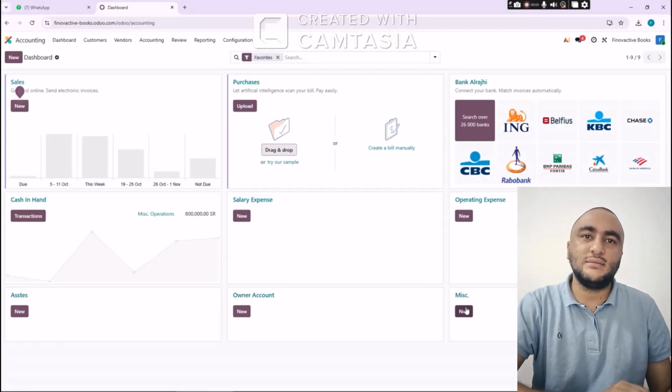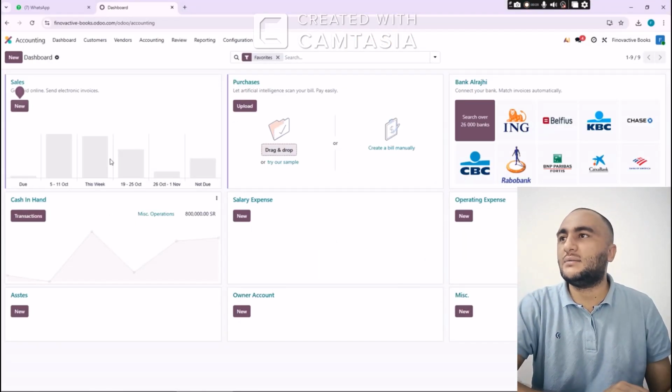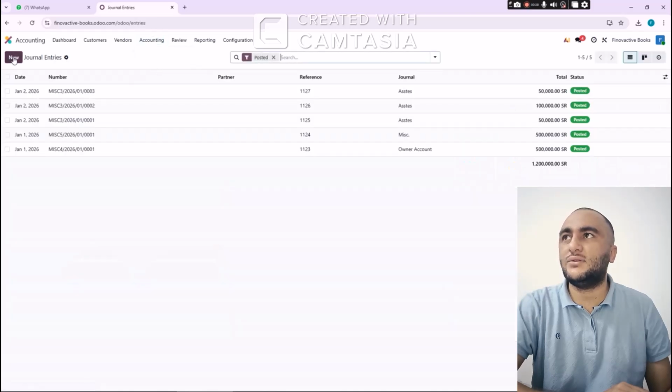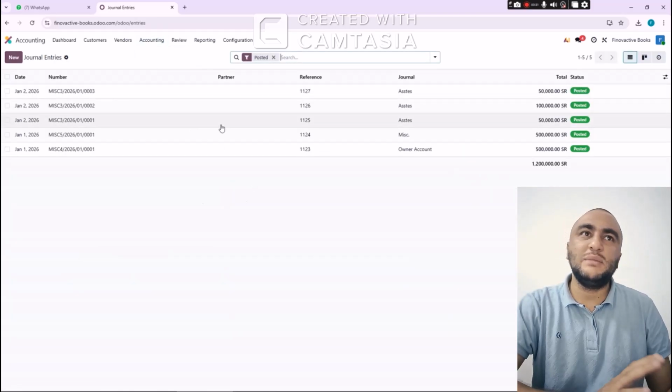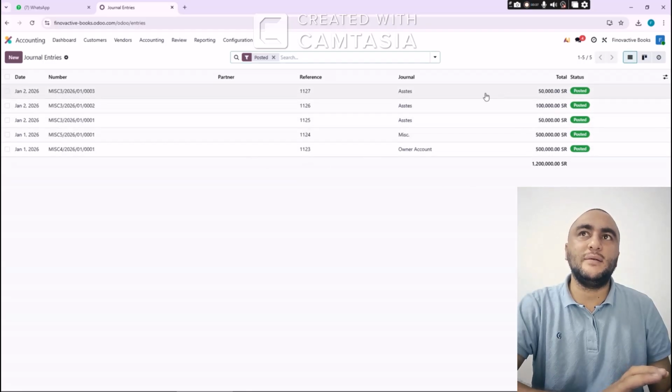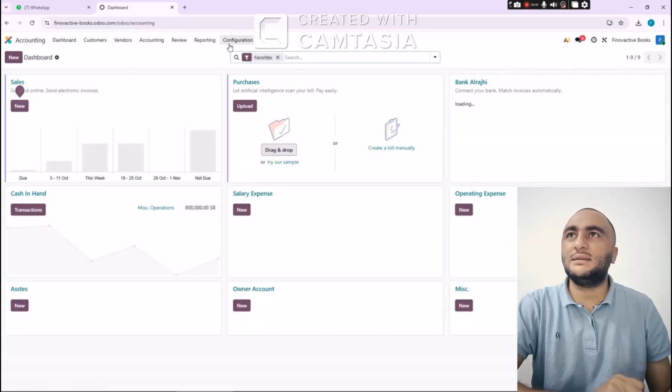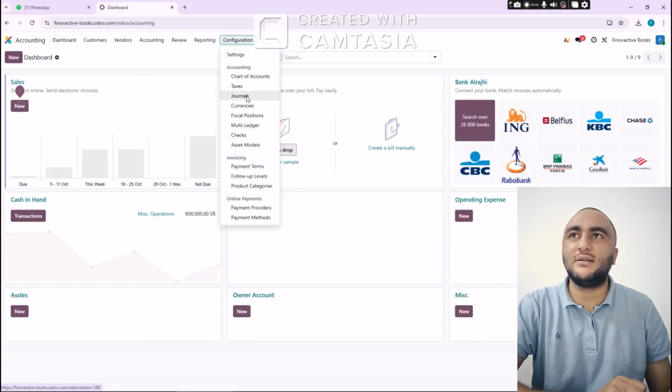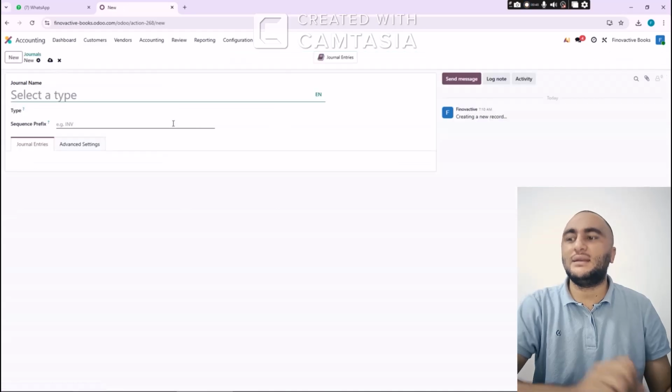I can post this in miscellaneous expense. I can post it here in journal entries just by creating new. It will mix up everything. Like here you can see assets, owner account, miscellaneous. Every entry will be shown here in journal entries. So I want to arrange it. You can create a new journal for utility expense.